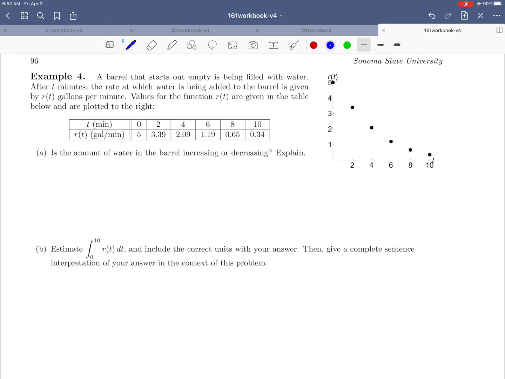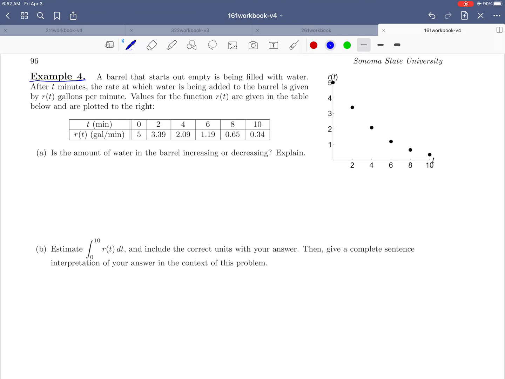Hello, and welcome everybody to example 4 on page 96 of the workbook. This is an applied problem that might give us some insight into why we're interested in the definite integral, this idea of area under a curve. So let's read this example together.